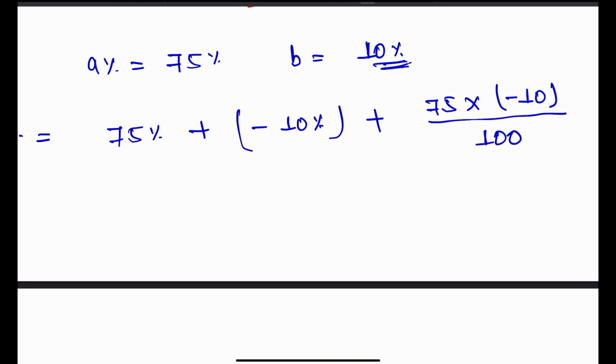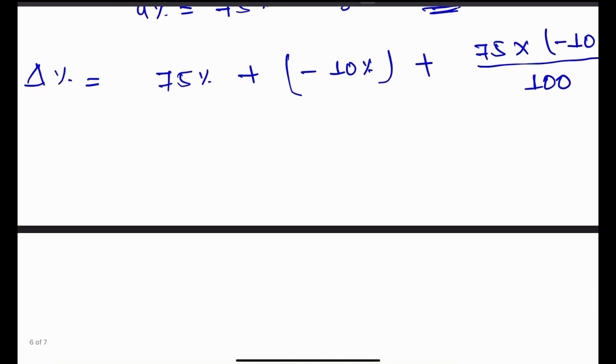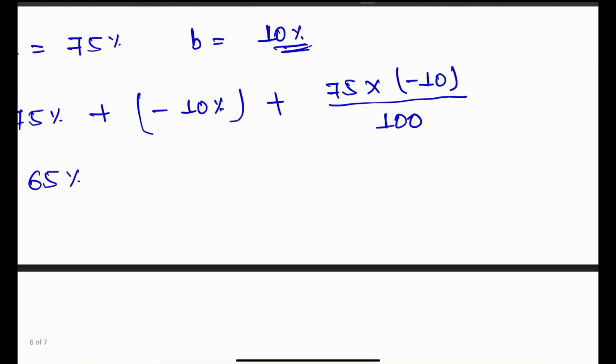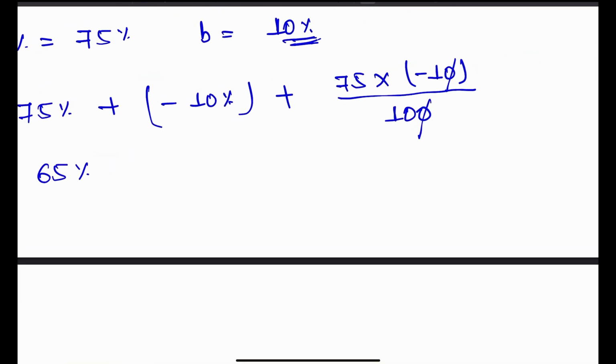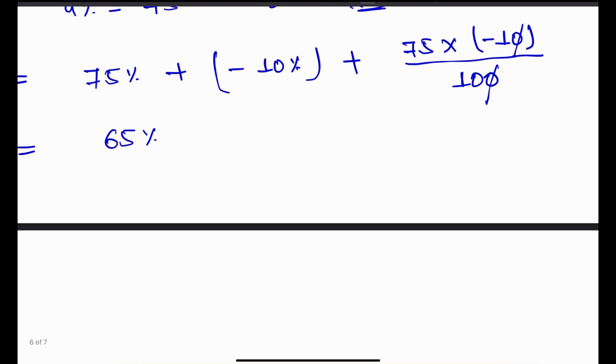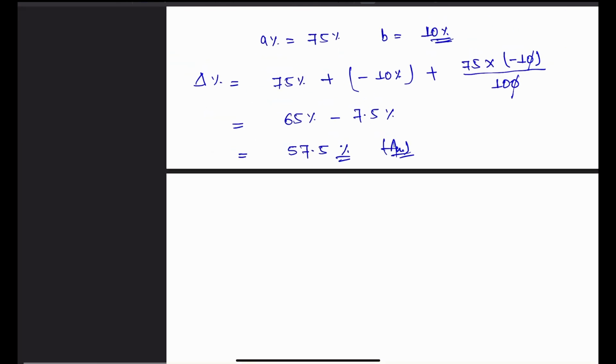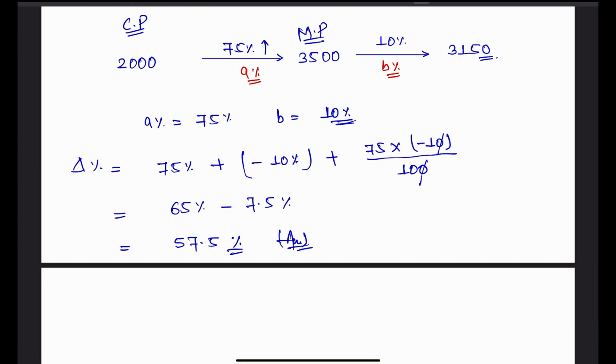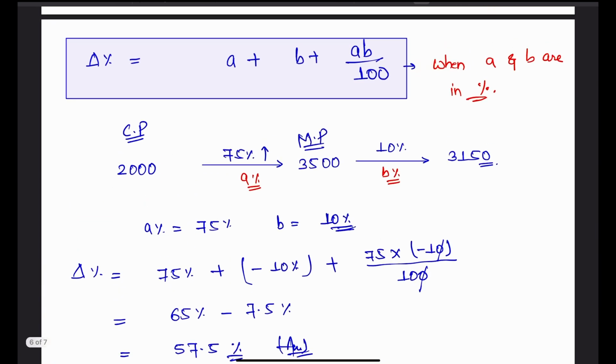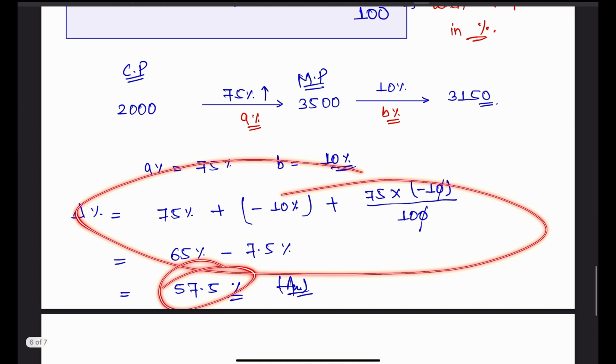If I solve this, how much will I get? 75 minus 10 is 65%. Then over here this 10 will cancel with this 10, and instead of plus it will be minus, so this will be minus 7.5%. Eventually I will get 57.5%. So as long as we remember this formula, we can easily solve it without doing anything else. We can easily come to this conclusion.